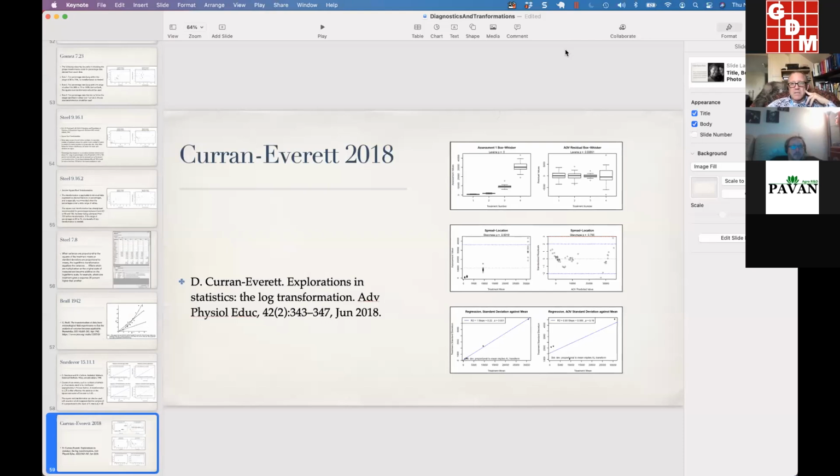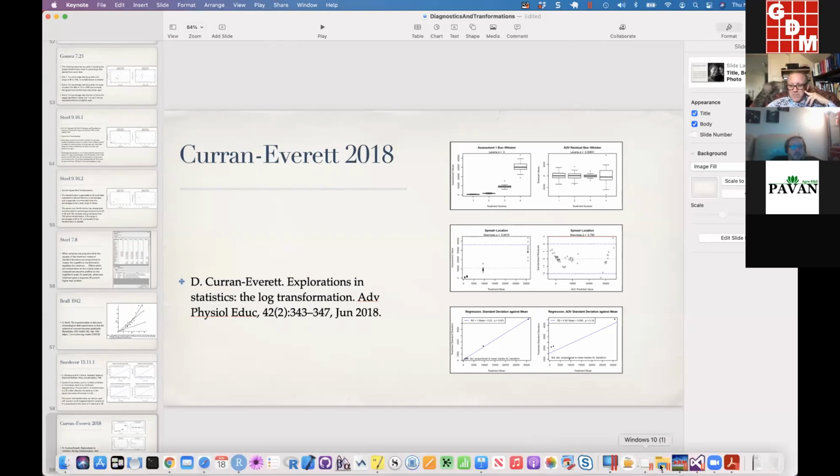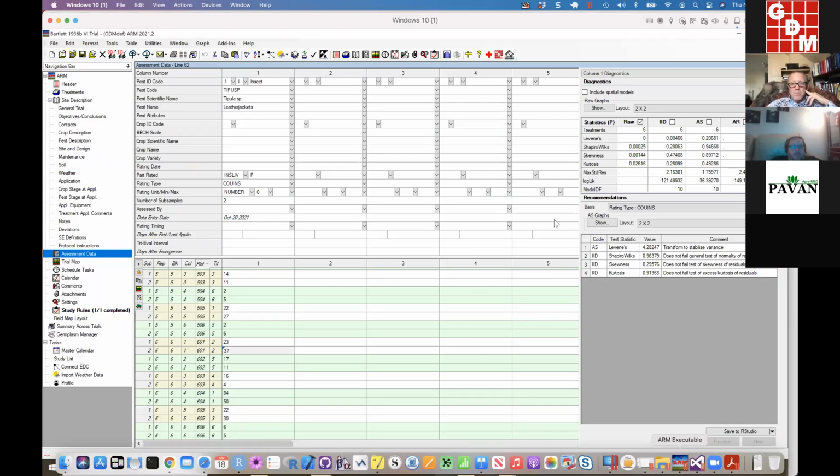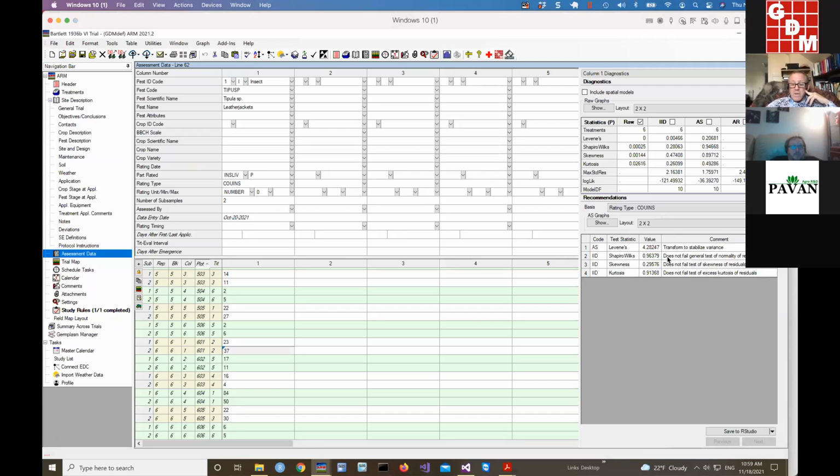So that is the presentation for today, which brings us about to the end of the time. So let's see where we have any chats. And we do have a question: there are automated transformations in ARM. Will they search for the correct transformation? That is a difficult problem to answer.